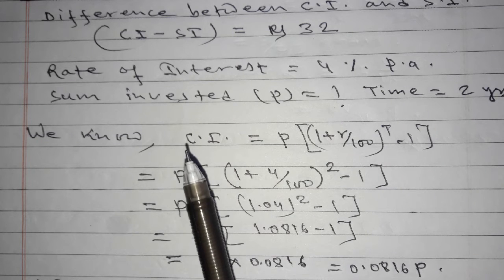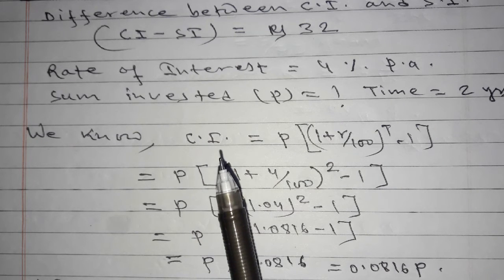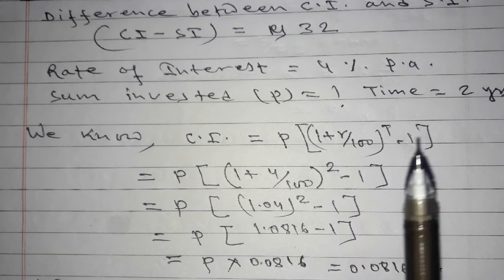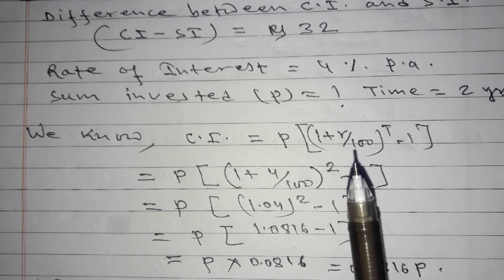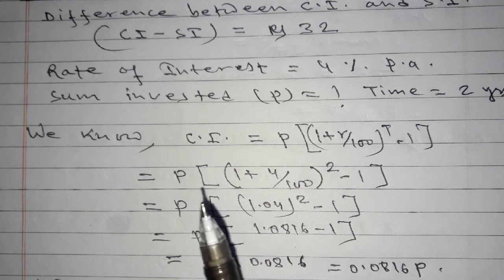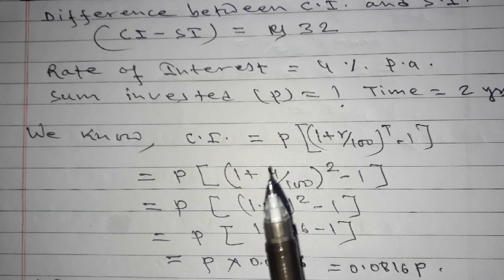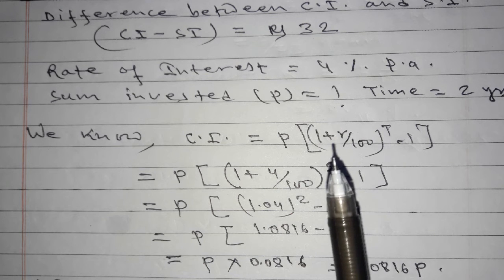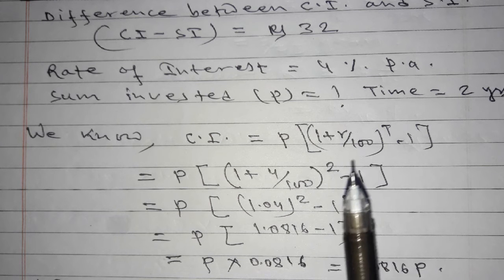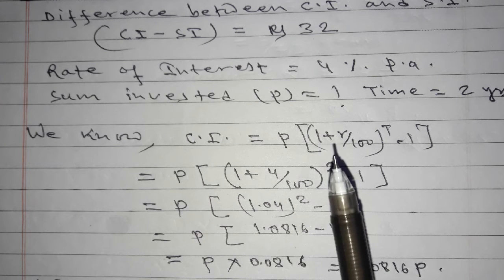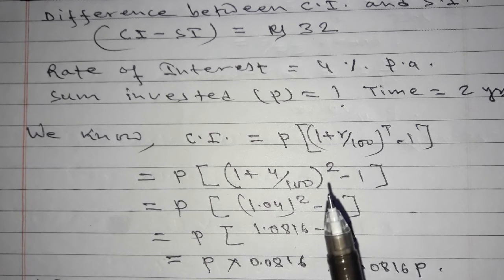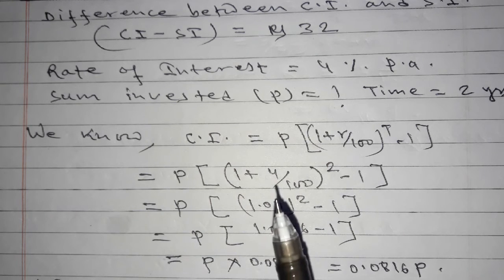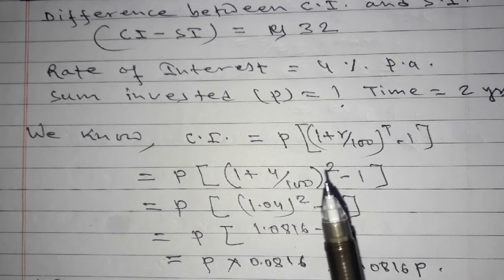We know that the formula of compound interest is CI equals P into the bracket 1 plus R by 100 to the power T minus 1. Now putting the value of rate, 4, and time, 2 years, keeping 100 as it is, we get CI equals P into 1 plus 4 by 100 whole square minus 1.